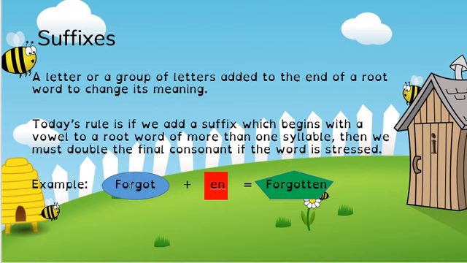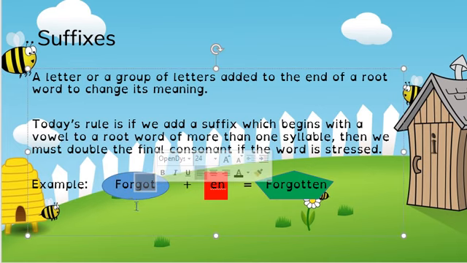Now, you might be saying that sounds quite tricky, but the idea is if we're adding a suffix to our root word and it has more than one syllable. So how do we know if our root word has more than one syllable? Well, a syllable is a single unit of speech. So if I'm looking at my word here, forgot, they're my two single units of speech in that word. So I have two syllables. Forgot. There's two syllables. And so I know that this word has more than one syllable. And then we have to double the final consonant if the word is stressed.